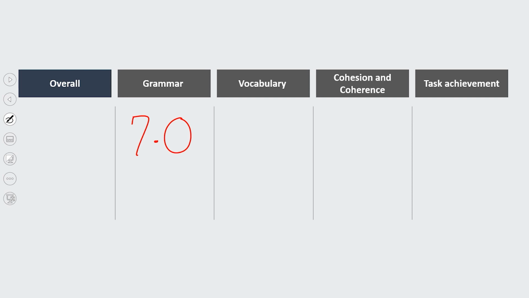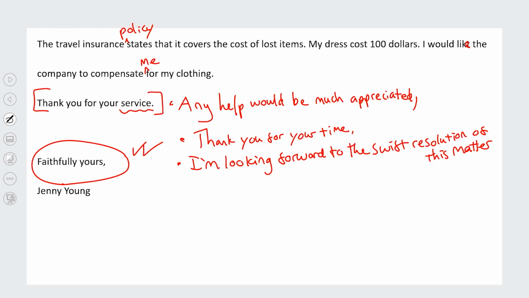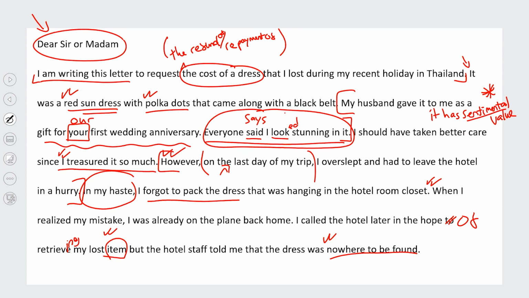And the same for their vocabulary. I would probably give them a 7 for their vocabulary as well. They used a lot of appropriate language. They kept a reasonably formal tone. I mean, yes, I have issues with what they're including. It's not particularly formal to say that you look beautiful in your dress. But I liked a lot of the very formal language they used. So let me just pick it out.